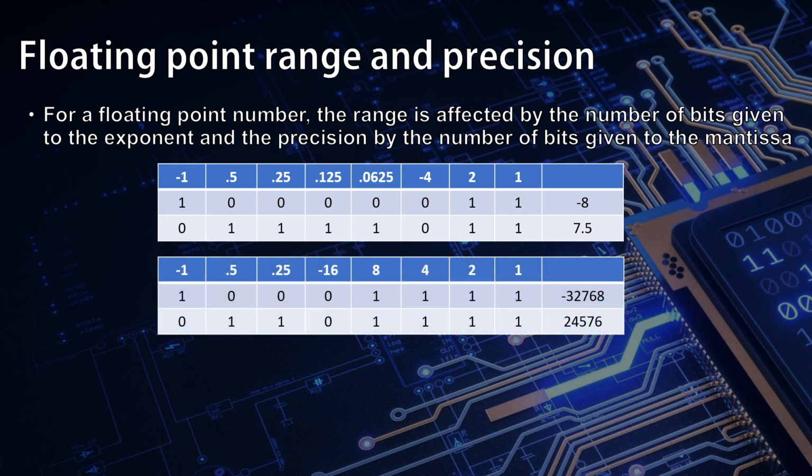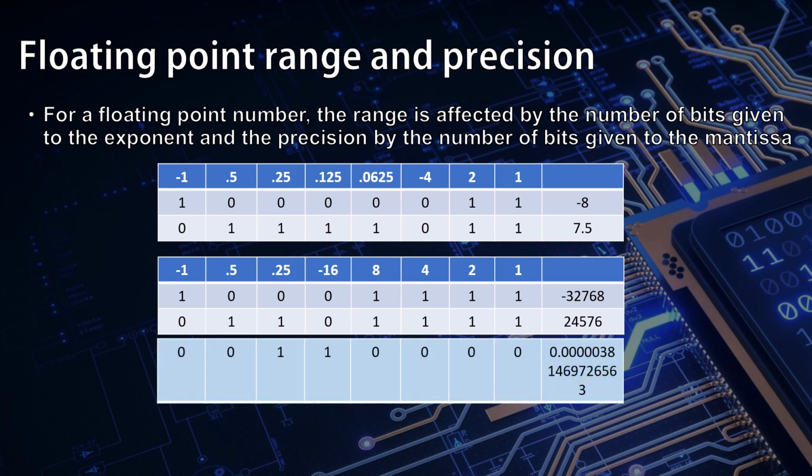But if we change that so that we have 3 bits for the mantissa and 5 for the exponent, now our smallest number is -32,768 and our biggest number is 24,576. It's also important to note that we're able to represent very, very small numbers using negative exponents. So the smallest number that we could represent here would be 0.25 times 2 to the -16, which would represent this very, very tiny decimal here.